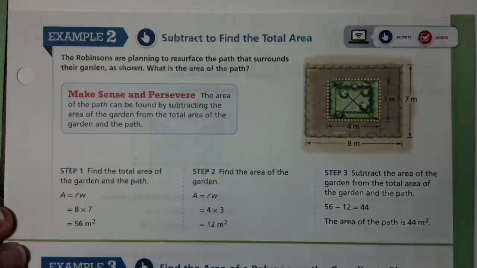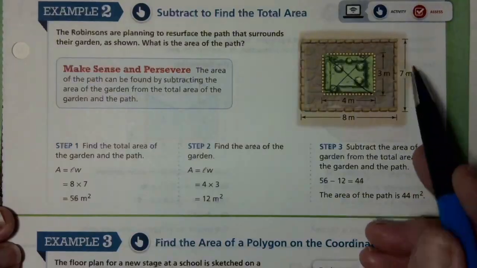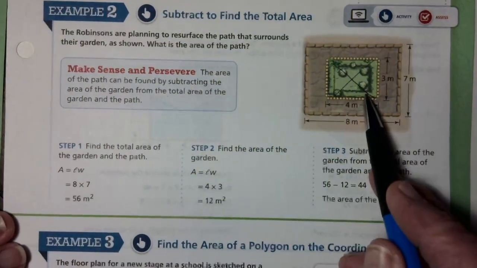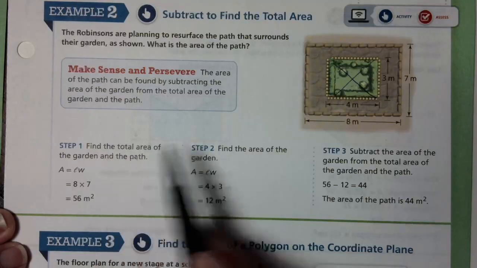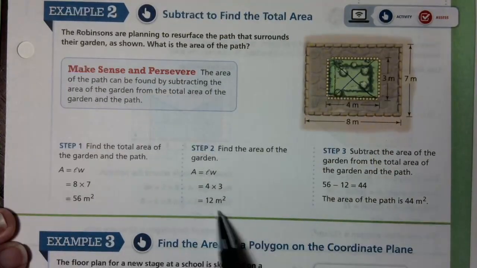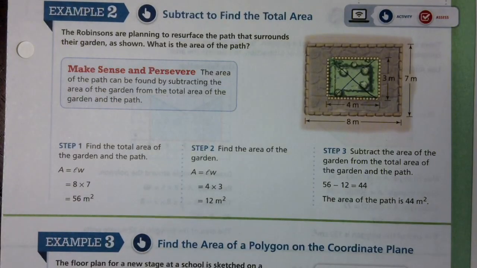Okay? So we're going to find the total area of the garden, which was the 8 by 7. That's this number. Find the area of the garden. Oh, this was the garden and the path. We're going to take off the garden, which was a 4 by 3. And then we're going to subtract them. And subtraction is much easier on this problem than doing it the other way.